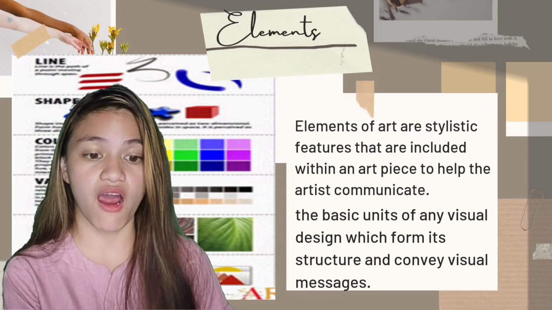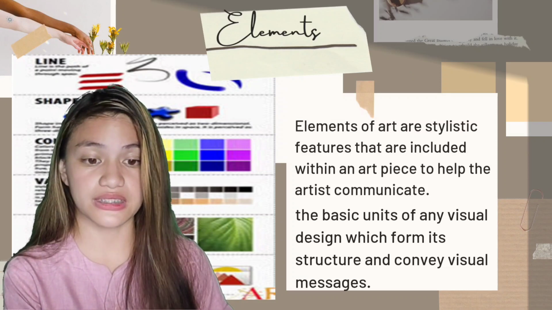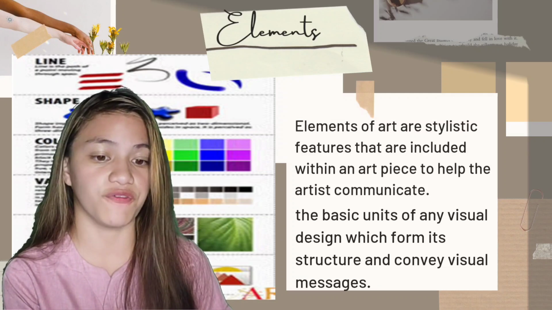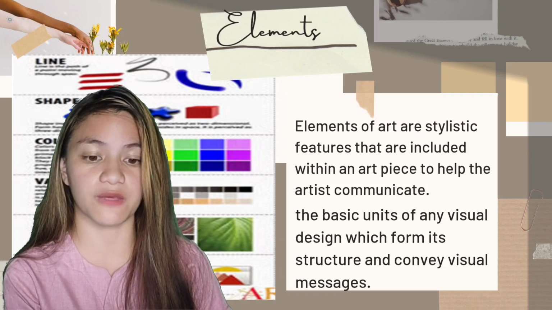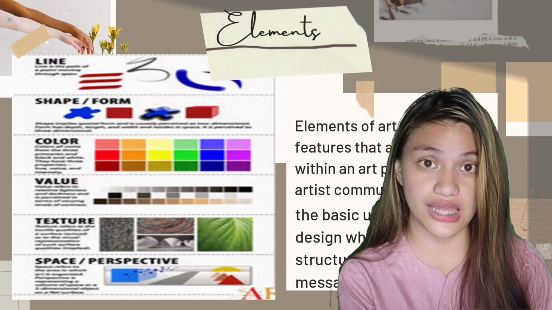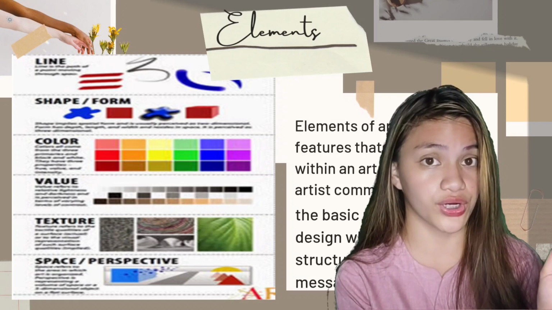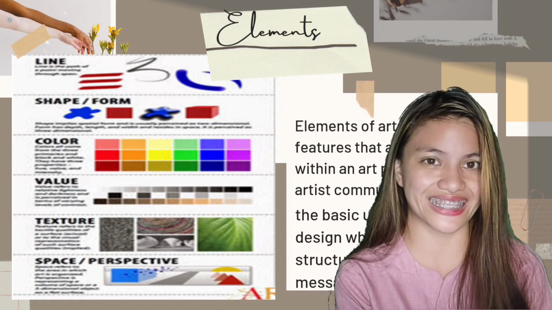Elements of art are stylistic features that are included within an artist to help the artist communicate. The basic units of any visual design which form its structure and convey visual messages. These are the elements: the line, the shape or form, the color, the value, the texture, and space or perspective.